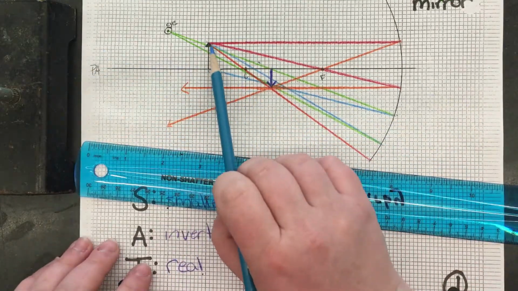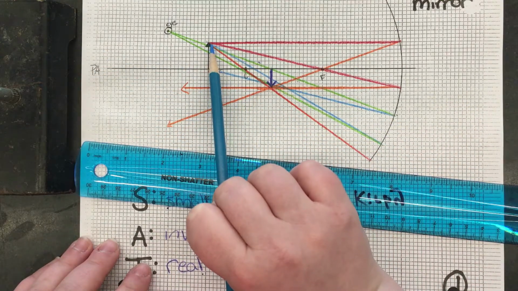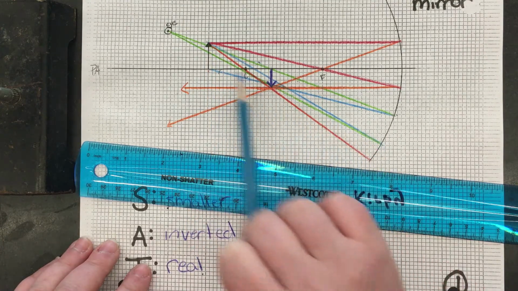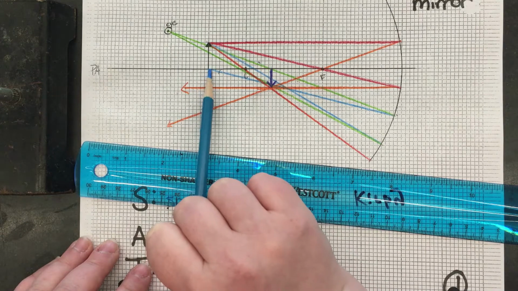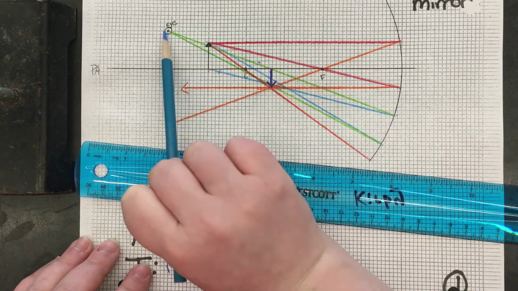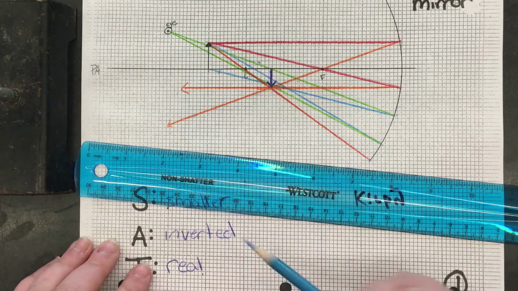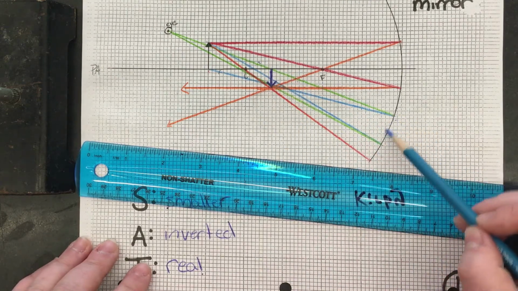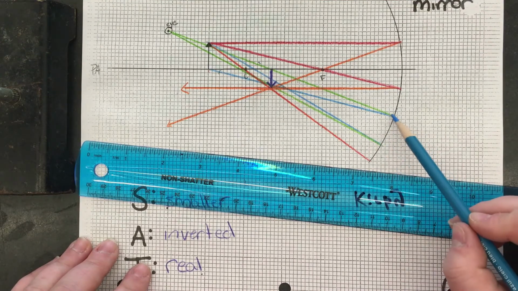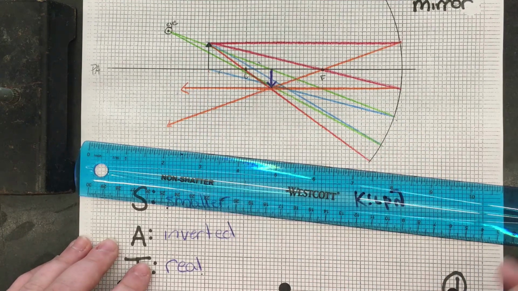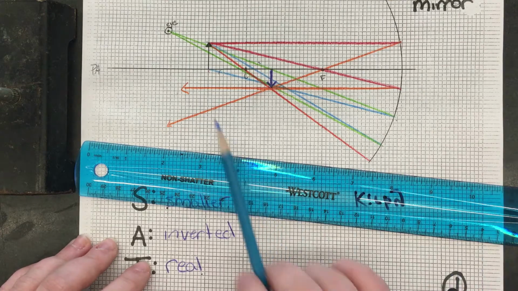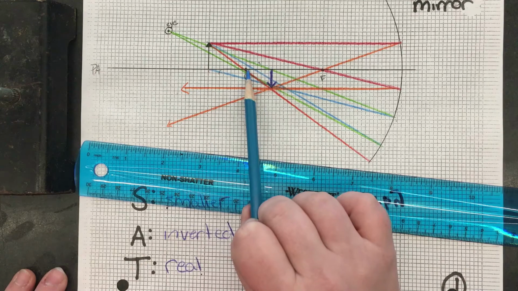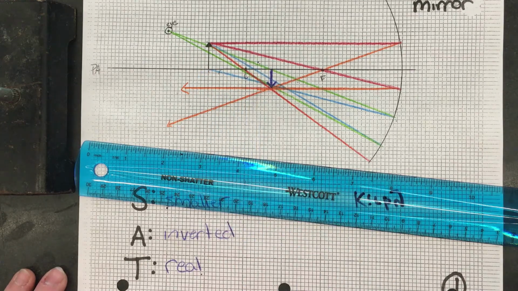So I have one light ray in blue bouncing from the head to the mirror and bouncing to my eye, and one going from the tail to the mirror and bouncing back to my eye. So I can see the image of this object because I have light rays from the top and bottom that are bouncing off of the mirror and making it to my eye. Now this one happened to have the object farther away from the mirror than the center of the mirror is.